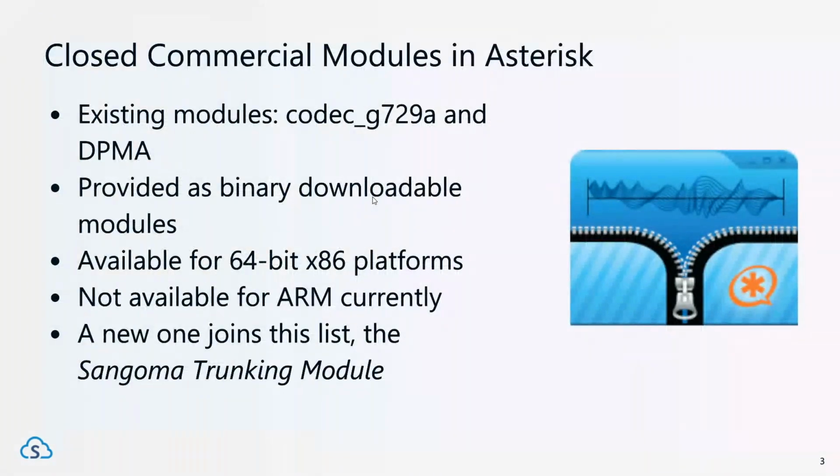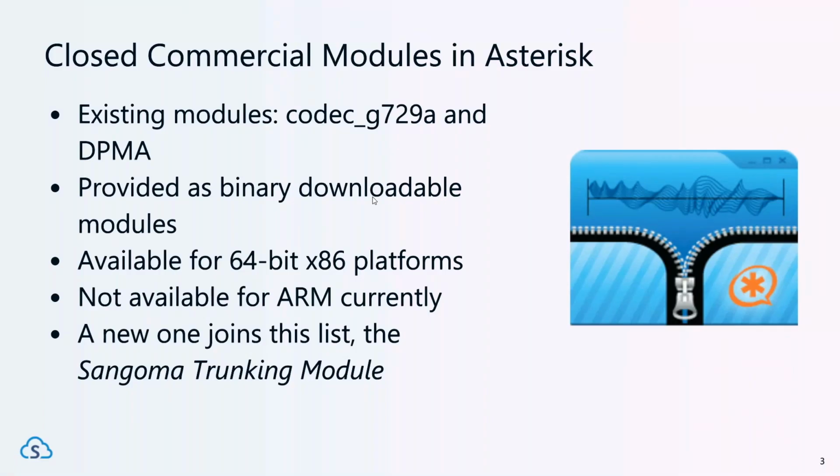So let's start off first talking about closed commercial modules in Asterisk. These are closed source, meaning only Sangoma has the source code. We distribute them as binary downloadable modules. And the ones you are probably most familiar with would be Codec G729A, as well as DPMA. DPMA is the binary module that's used to enhance the functionality of Asterisk when combined with our D and P series phones. So for example, DPMA provides visual voicemail and provisioning over SIP.